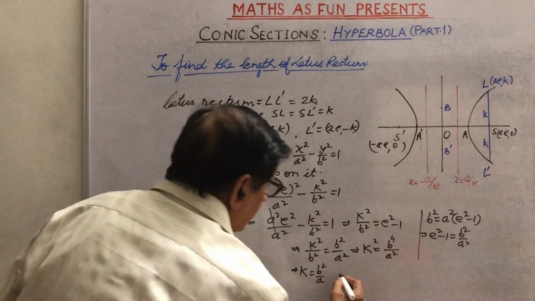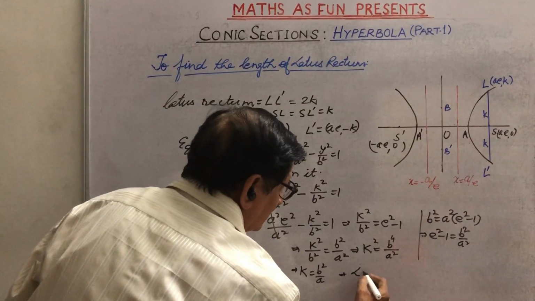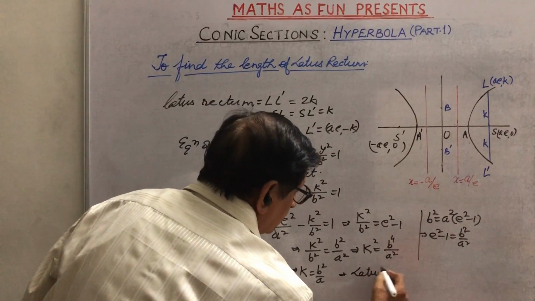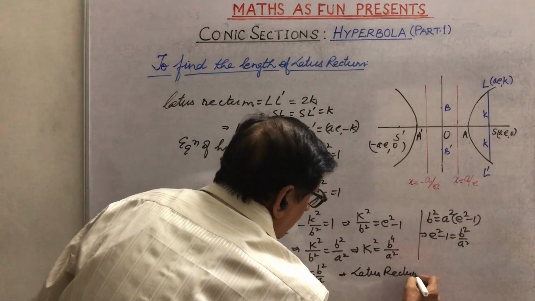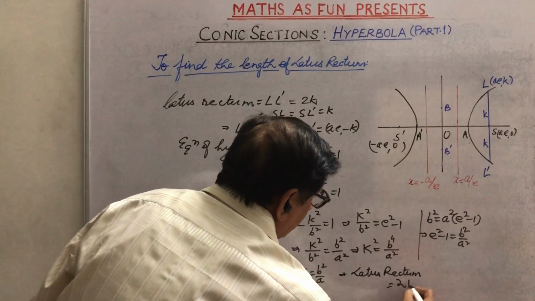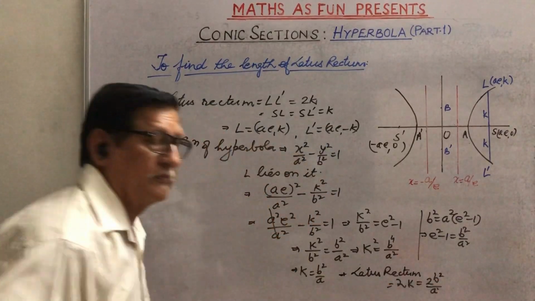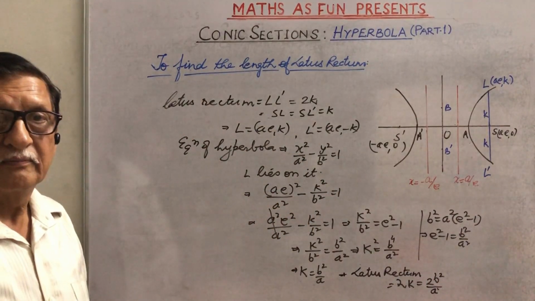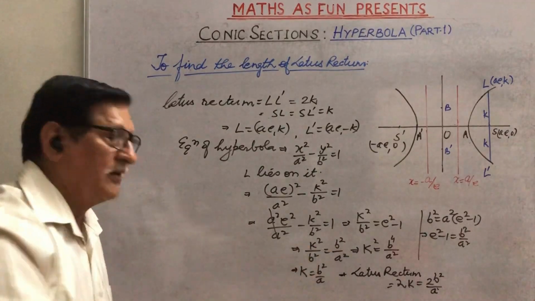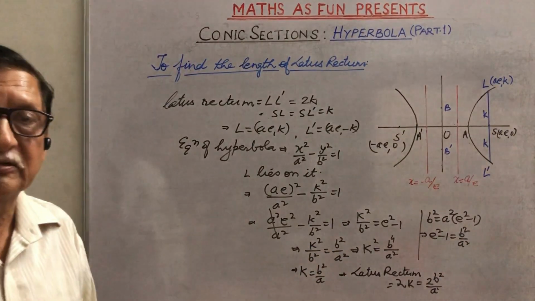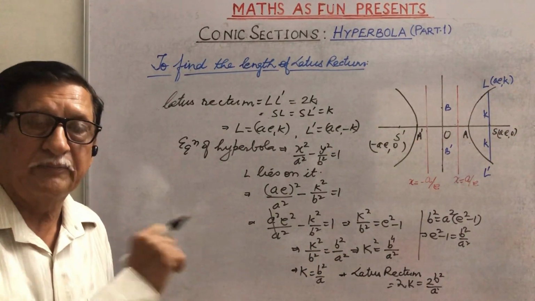So we are getting the length of latus rectum, which will be equal to 2k, and that is equal to 2 into b square upon a. By applying this formula, we can find out the length of latus rectum of the standard hyperbola.